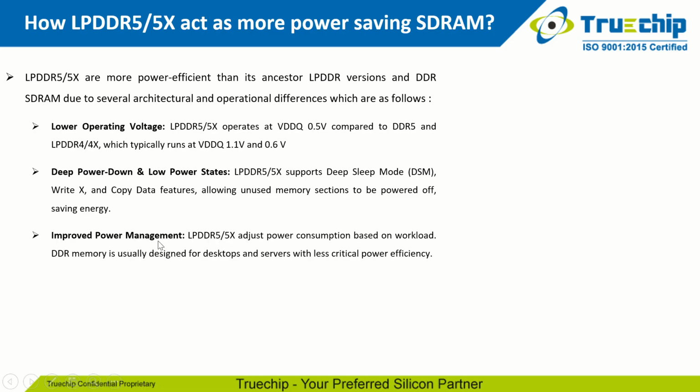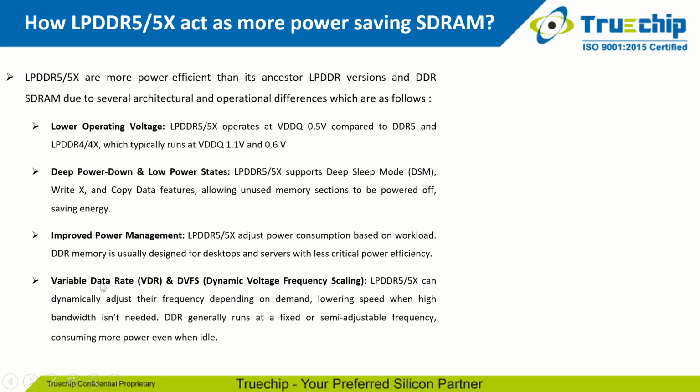Improved power management: LPDDR5 5X adjusts power consumption based on workload. DDR memory is usually designed for desktops and servers with less critical power efficiency. Variable data rate (VDR) and DVFS, dynamic voltage frequency scaling: LPDDR5 5X dynamically adjusts its frequency depending on demand, lowering speed when high bandwidth isn't needed. DDR generally runs at a fixed or semi-adjustable frequency, consuming more power when idle.